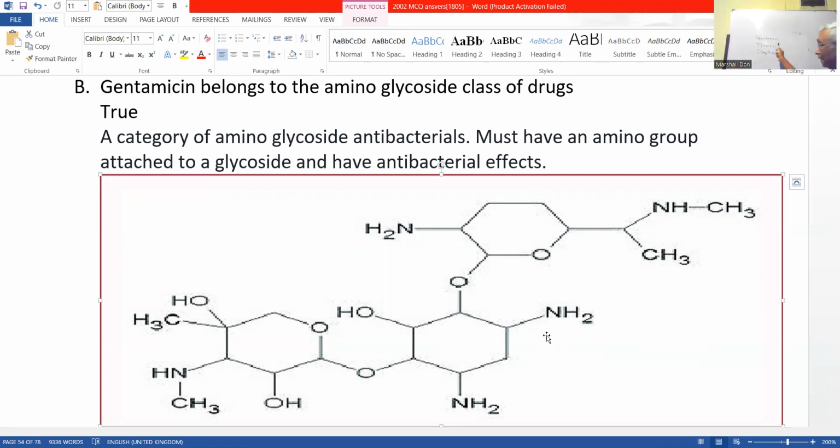Now, tobramycin is actually an eye preparation, an ophthalmic preparation. So they are glycosides because it has a sugar molecule here. This is a sugar skeleton. Glycoside means it has a sugar skeleton.